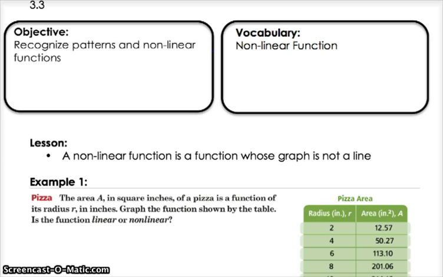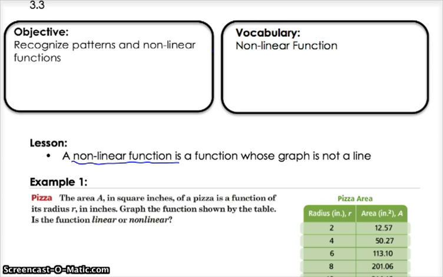Hey everyone, welcome to today's lesson about finding patterns in nonlinear functions. In today's lesson, we're going to be looking for patterns and we're going to be talking about what happens when I make a graph and it doesn't make a straight line. That's what we call a nonlinear function.